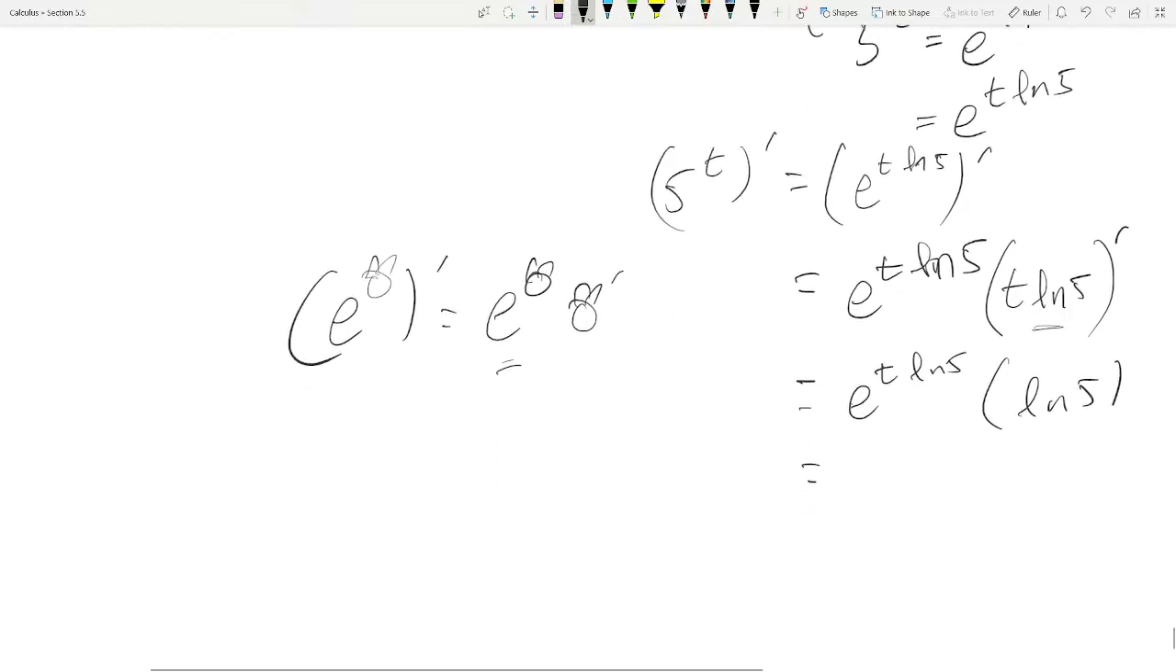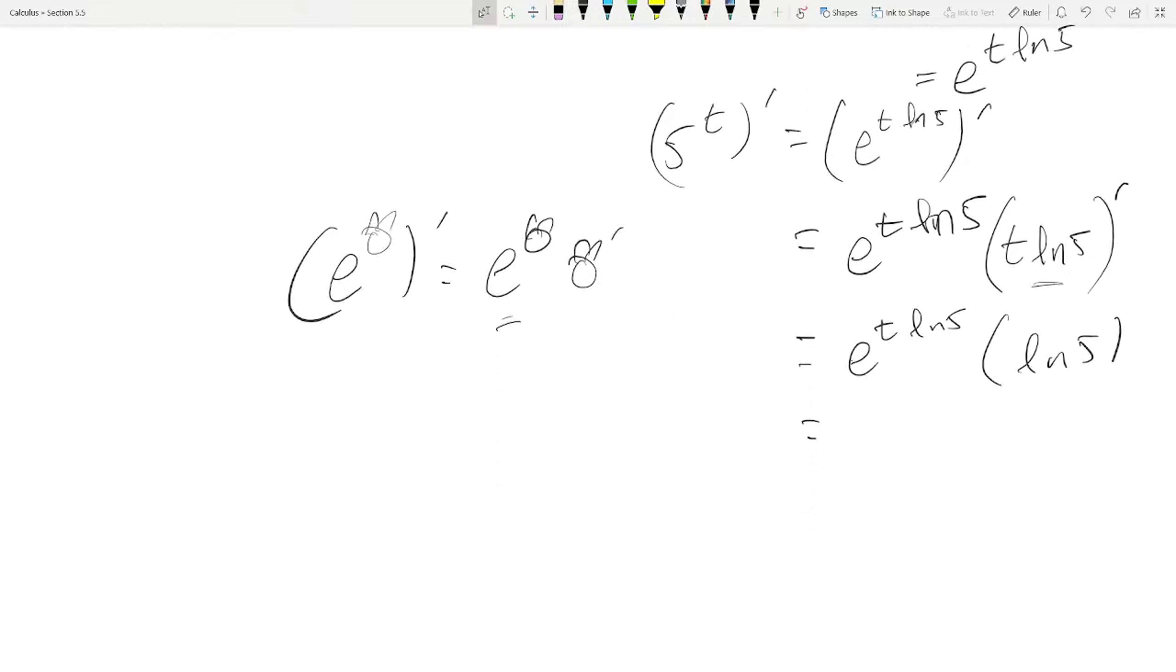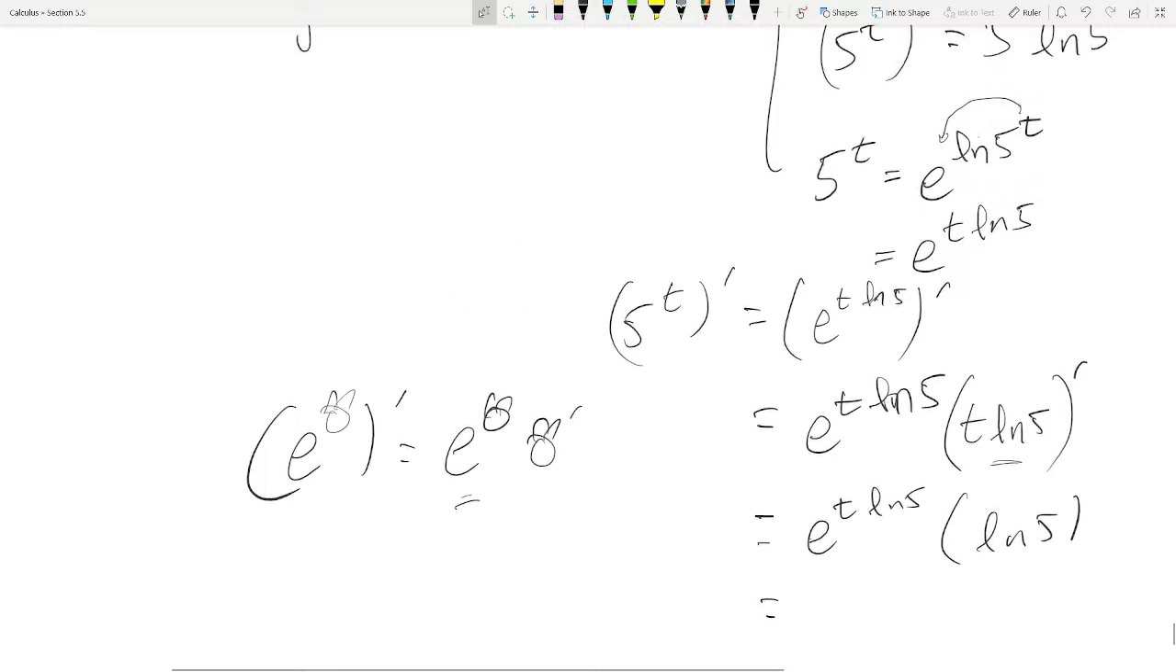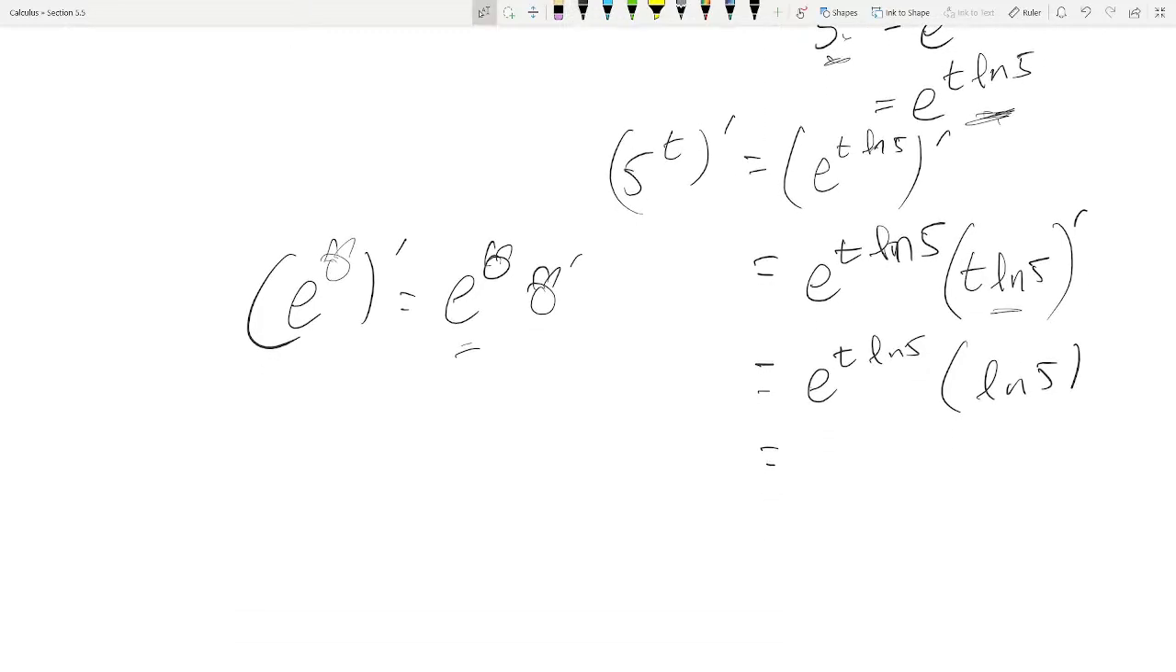But e to the t ln 5, that's just 5^t. That's how we got it, right? 5^t is the same as this. See? That's Robert. That's Bob. Or maybe the other way around. So this is 5^t ln 5.